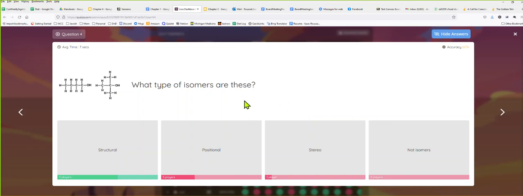What types of isomers are these? These are structural isomers because the structures actually change. You've got four carbons in a row with the alcohol on the end. And then here you've got one of the carbons outside the chain. And so that's what makes this structural. If it was positional, it would just be the OH changing which carbon it was on, but the structure stays the same. And for stereo, you've got to have double bonds. So you don't have any double bonds in there.